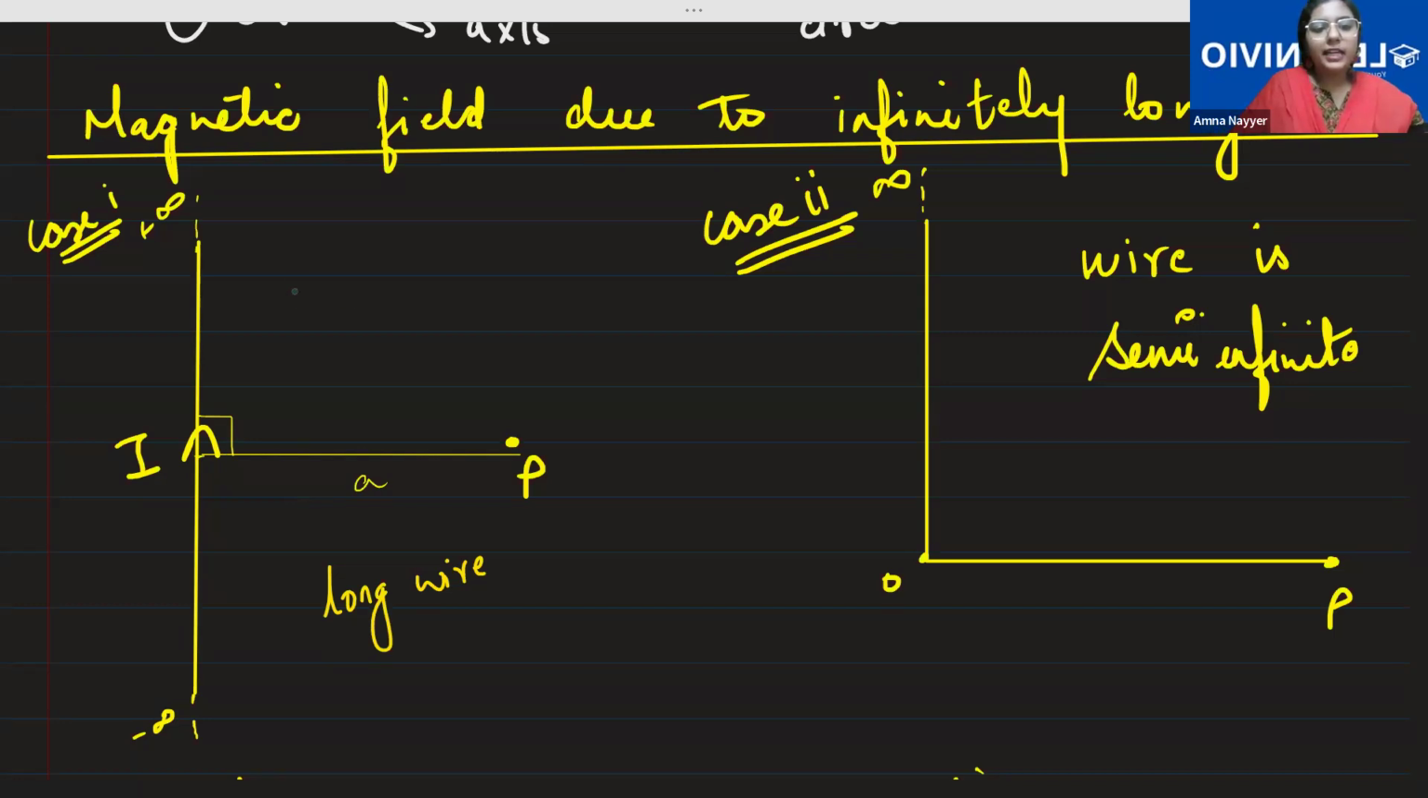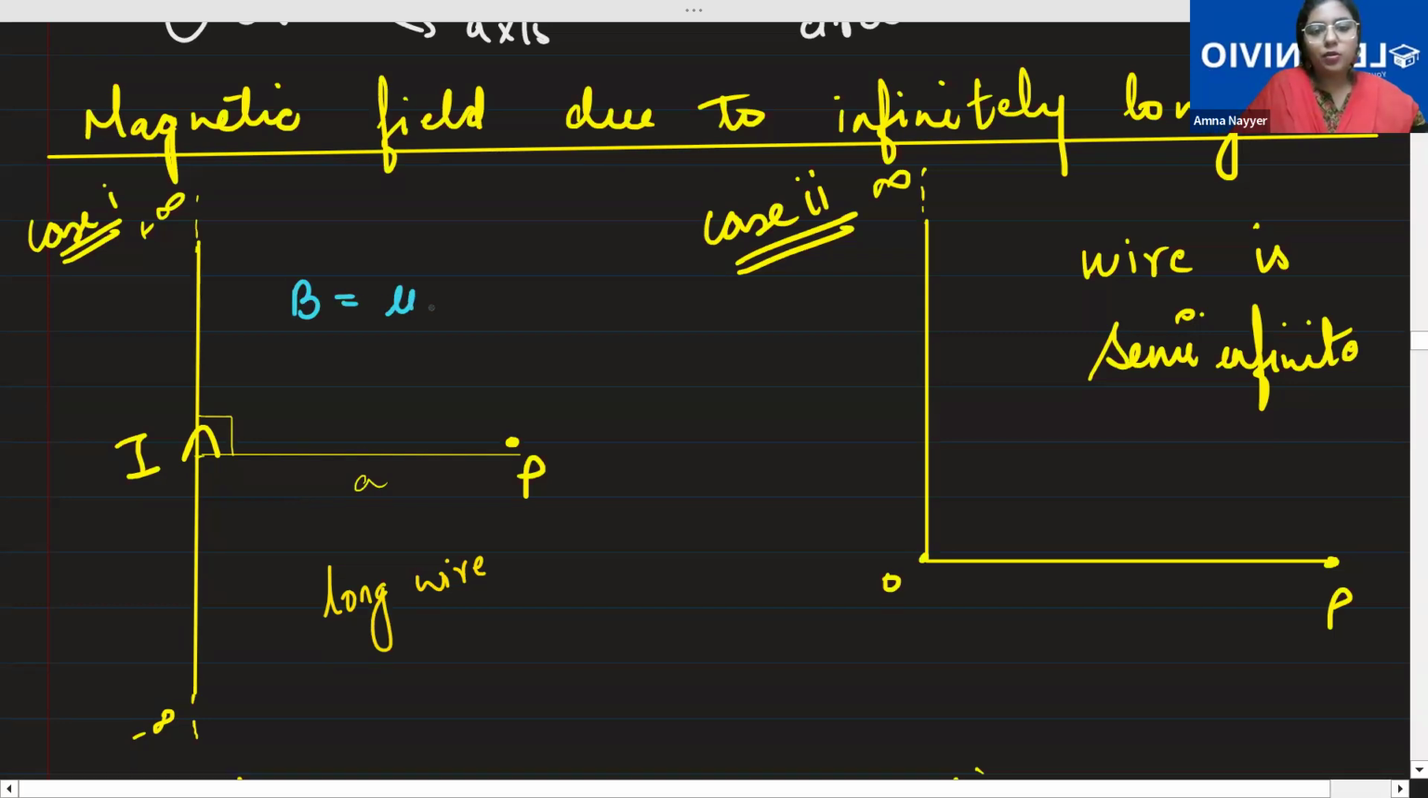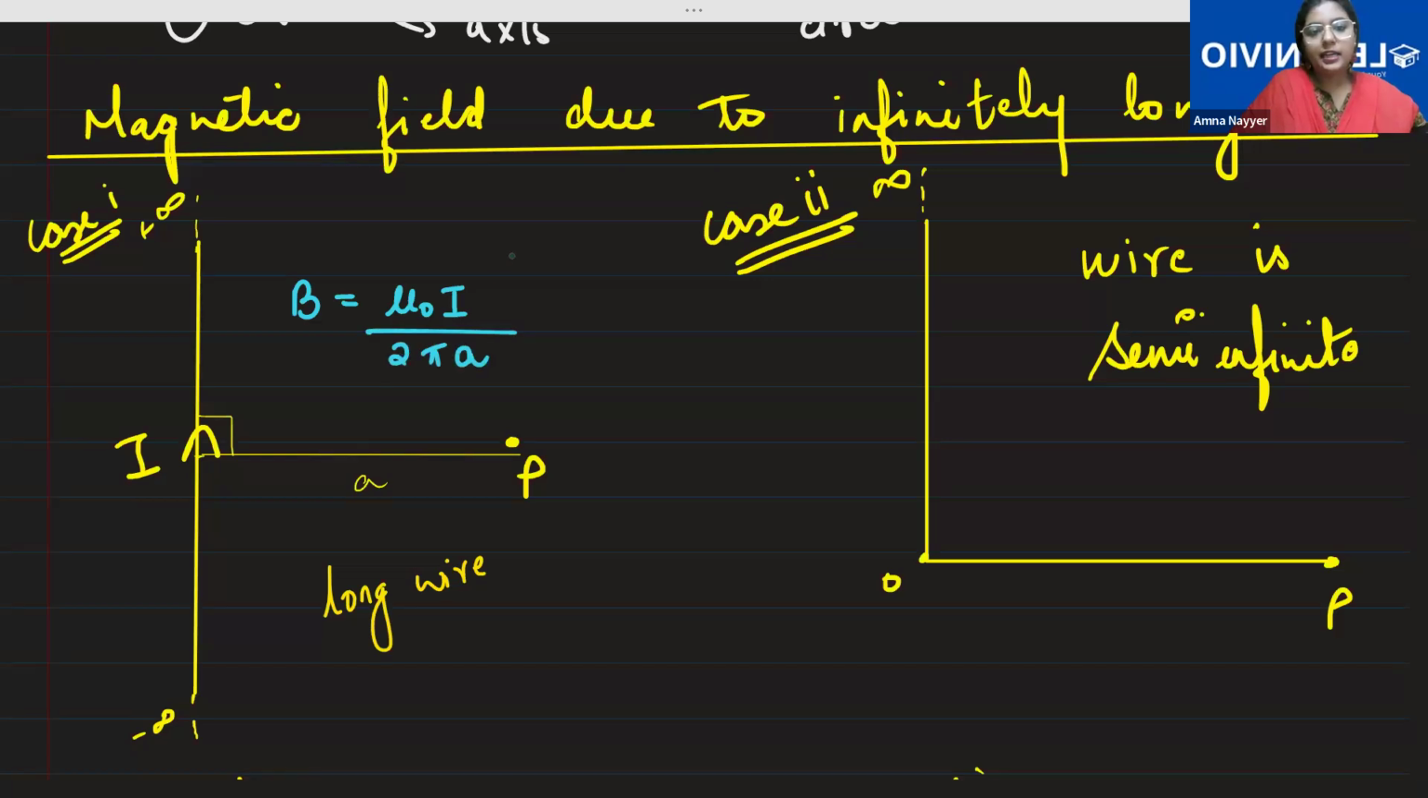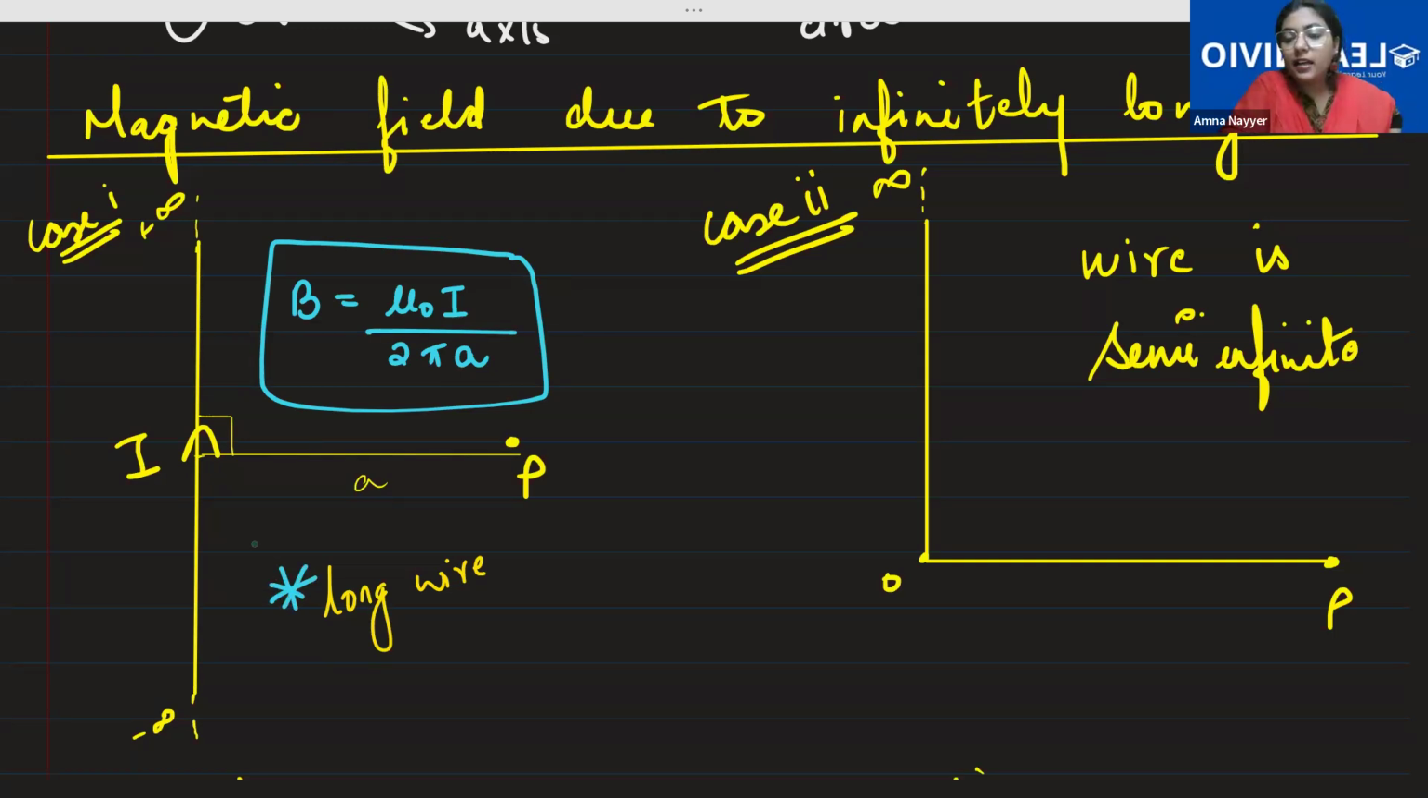So the magnetic field will be mu naught I by 2 pi a. This is the formula. You don't have to derive it, just remember the formula. The rule is the same: the right hand thumb rule that we've studied for straight wire is valid for the infinite wire also. And sometimes the infinitely long wire is just written as long wire or very long wire. Don't be confused, it is referring to infinity.